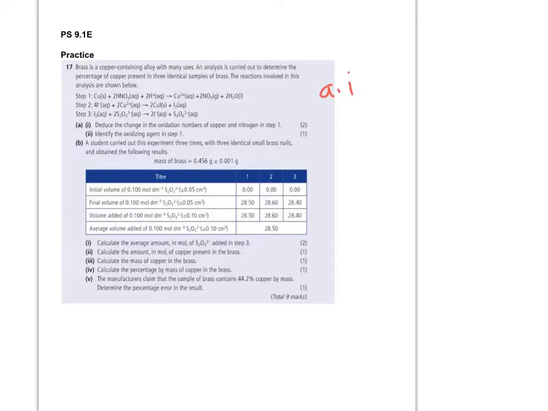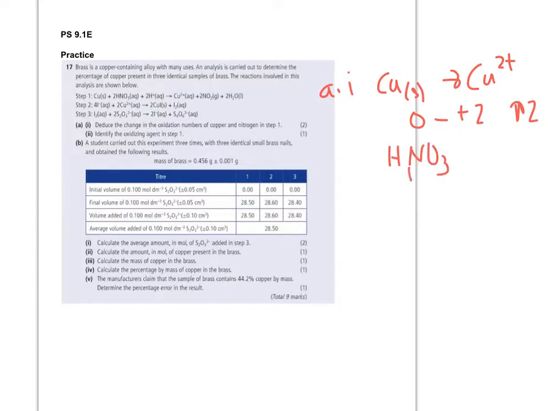So looking at A1, I've got copper solid becoming copper ion 2 plus on the other side. So the change is from 0 to plus 2, or an increase of 2, however you want to express that. Whereas with nitrogen, I have HNO3, which means the nitrogen's a plus 5. On the other side, it's part of NO2, which means it's a plus 4. So going from 5 to 4, this would be a decrease of 1.